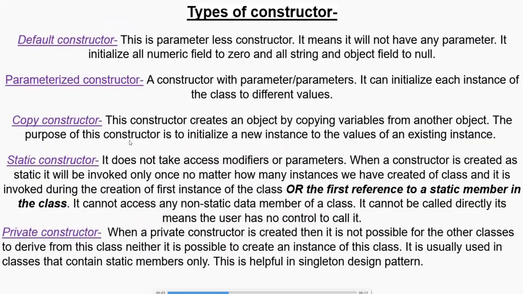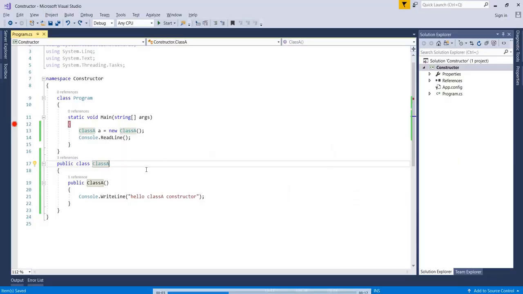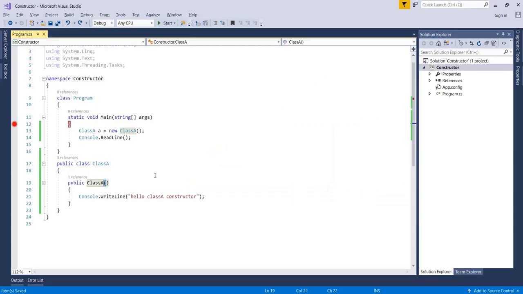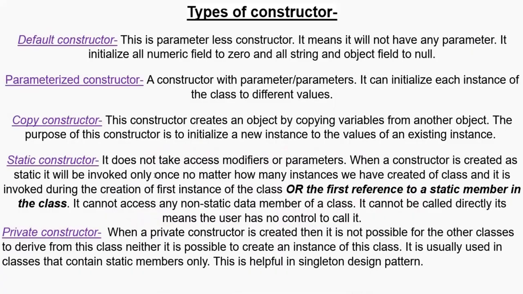What is the default constructor? What's the definition? This is a parameterless constructor. We have a constructor, and there is no parameter inside it. It means it will not have any parameter. It initializes all numeric fields to 0 and all string and object fields to null.